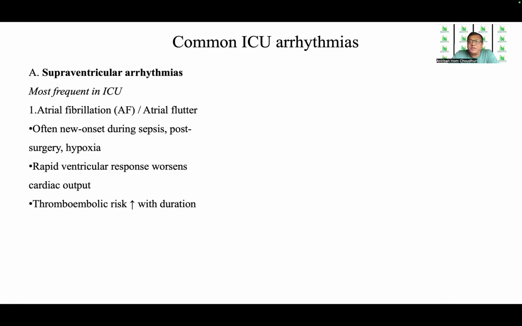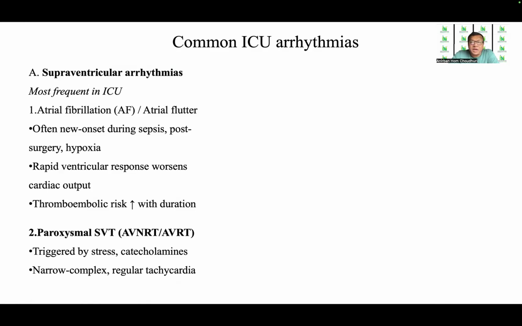The supraventricular arrhythmias are more frequent, and the most frequent in the ICU is atrial fibrillation, followed by atrial flutter, which is often new onset during sepsis, post-surgery, and hypoxia. It causes rapid ventricular response, which worsens the cardiac output. It increases the thromboembolic risk with duration, and therefore one needs to be careful and attentive when the patient is experiencing atrial fibrillation, particularly a new onset one.